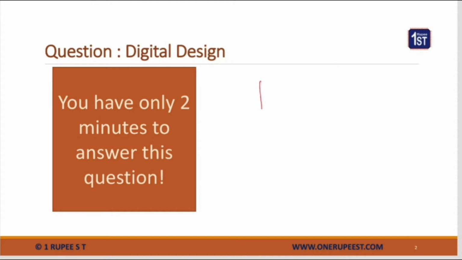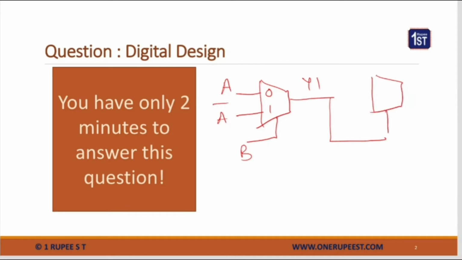I will sketch a small logic diagram. Zeroth input, first input, select line. This is A, this is A bar, this is B, this is Y1. The output of this multiplexer is used as a select line by another multiplexer. Zeroth input, first input, output Y. This is connected to ground. This is connected to C. Now the question is, find out the expression for Y. And you have just 2 minutes of time.